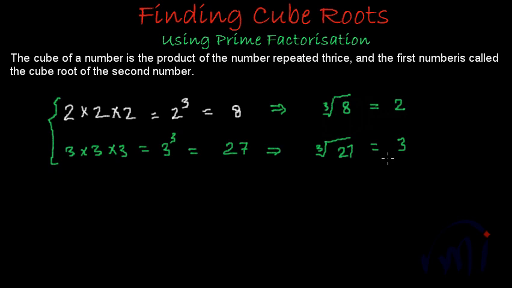But when we have a bigger number and we are asked to find the cube root of that big number, the prime factorization method, finding the prime factors and then grouping them, comes very handy, and it is very easy while finding the cube roots of bigger numbers. So let's take one example and try to understand that.